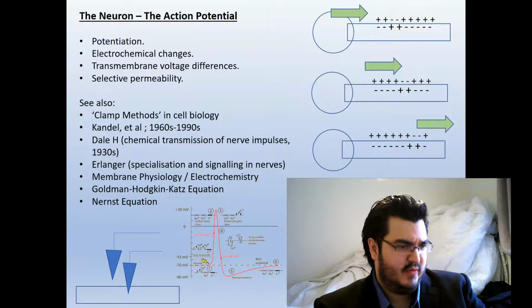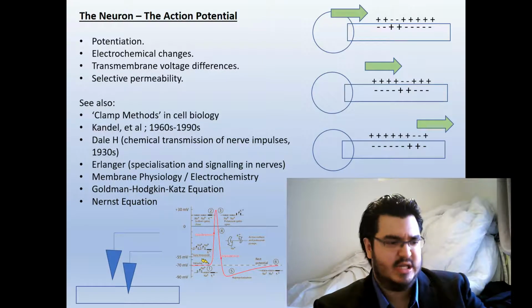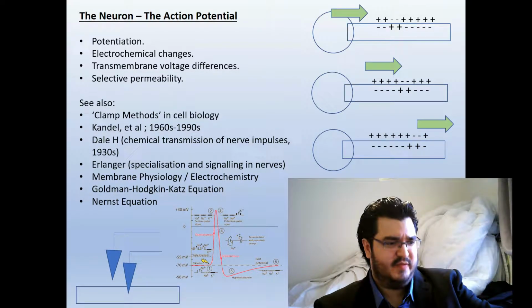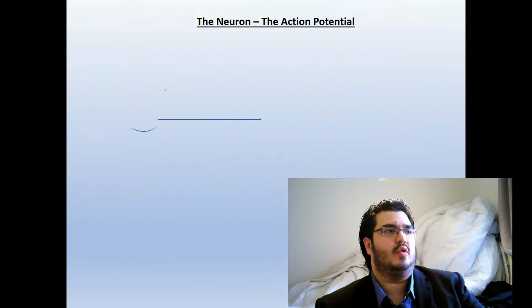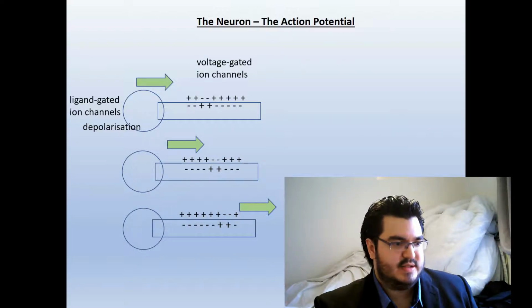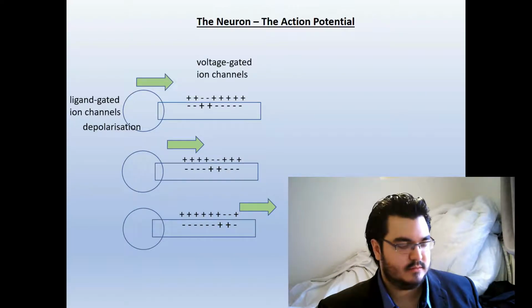There's other information here. Do print out the PowerPoint and look up the Goldman equation and the Nernst equation. You should know about these for first year university neuroscience. So we're going to talk about this now.